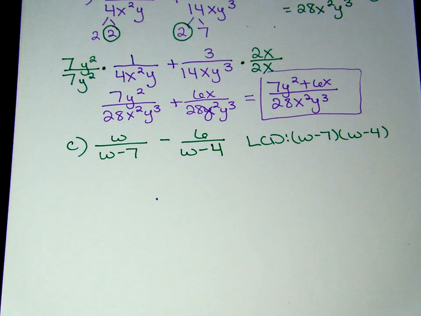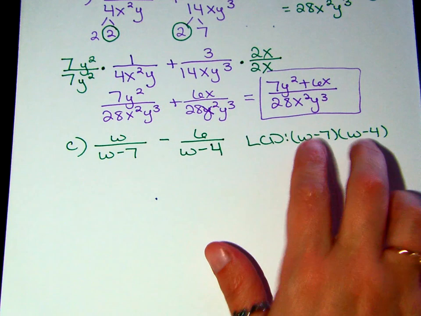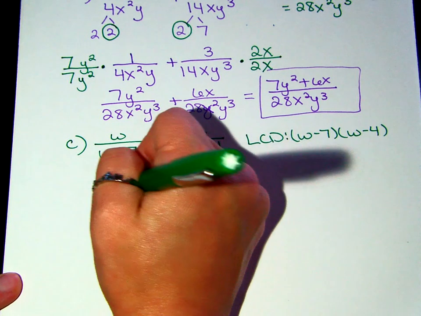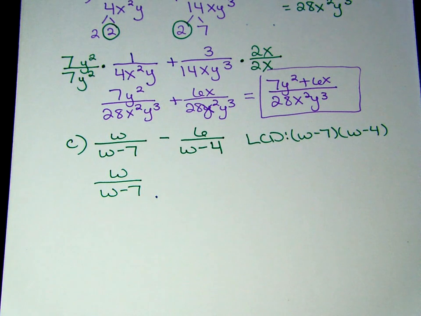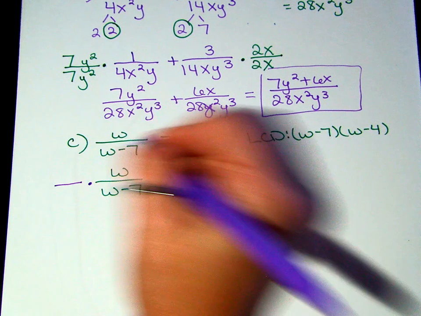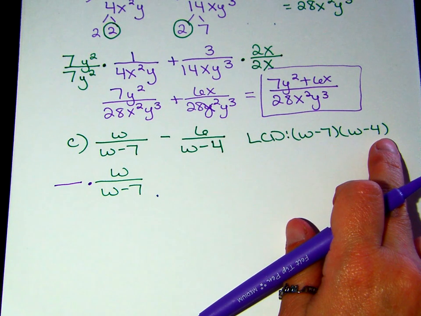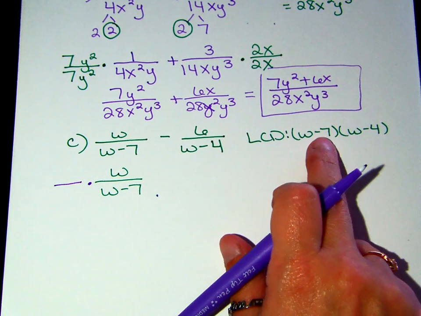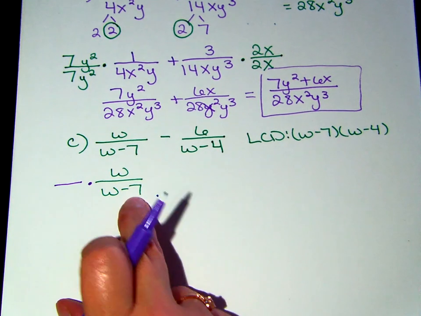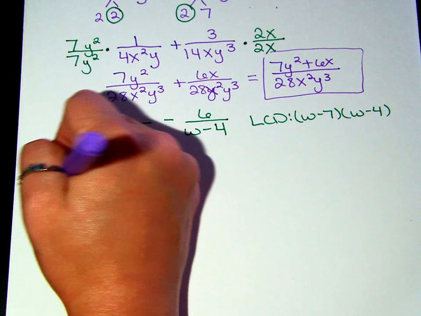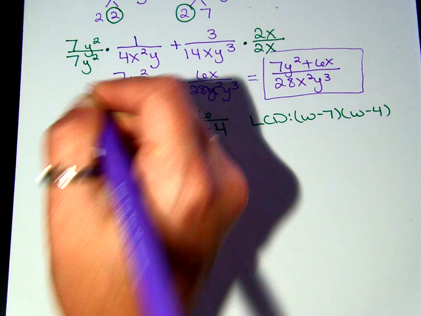So when they say to leave it in factored form, this is what they mean. We're not going to FOIL. So when I'm looking at my first rational expression, and I look at that denominator of W minus 7, well, what's it missing? If my LCD is going to be the two denominators multiplied together, which is W minus 7 times W minus 4, if I have W minus 7, then what am I missing? Yeah, that W minus 4. I just multiply the top and the bottom by the W minus 4.